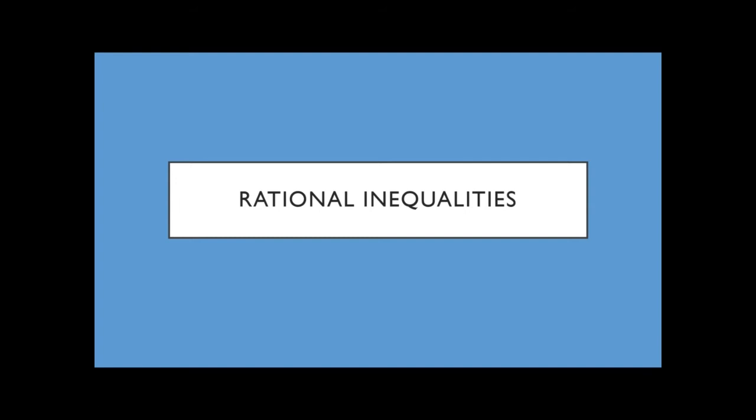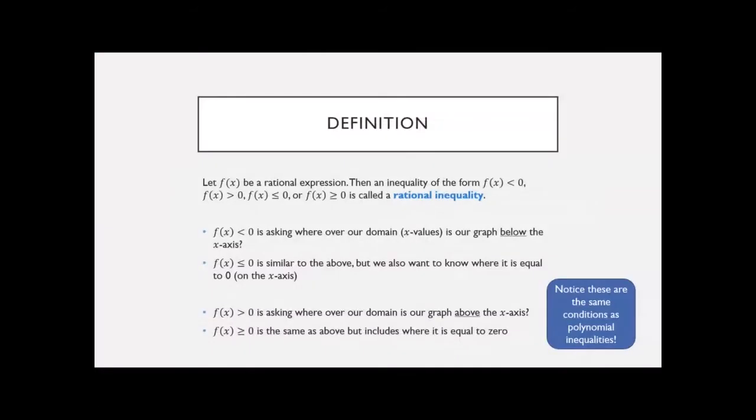So I've actually designed this to follow the same sort of pattern as the polynomial inequalities. The definition is basically exactly the same. The only difference is instead of a polynomial, we have a rational expression, we have a fraction. So the definition is the same. The less than 0, the greater than 0, those are all looking for the same exact things that we had with the polynomials. We're looking at whether our graph is above or below the x-axis, basically.